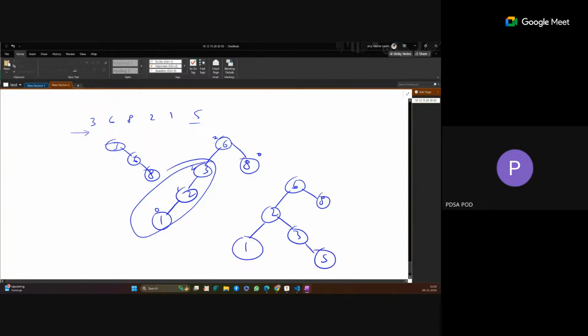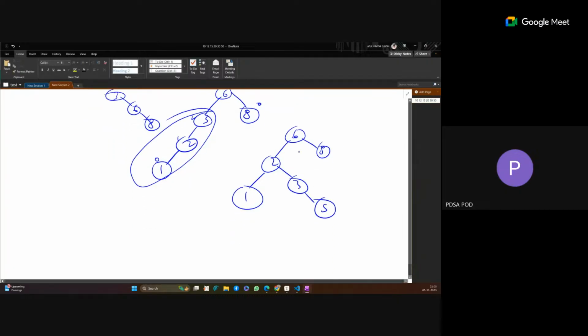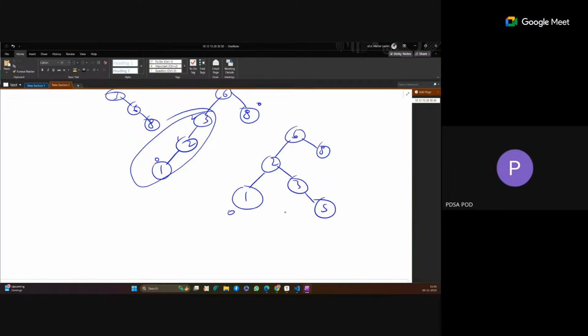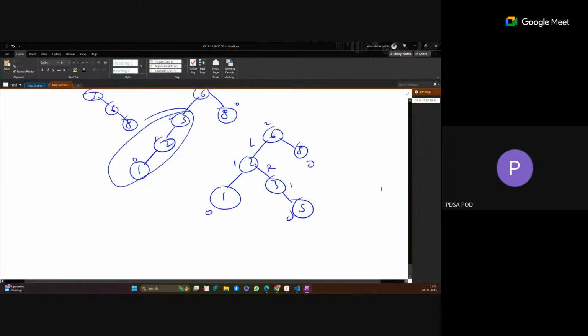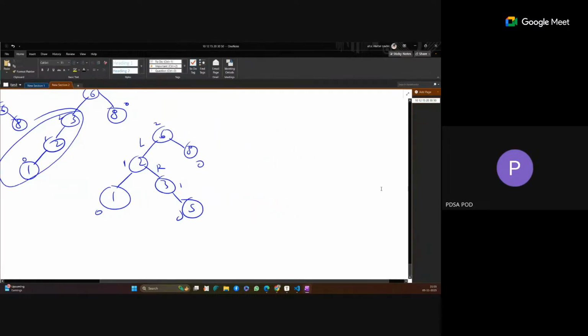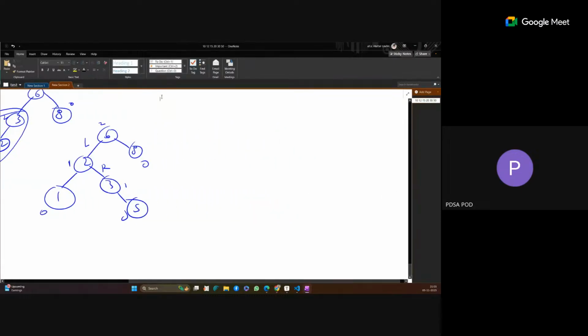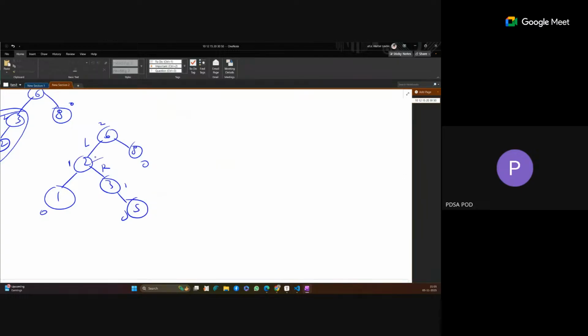So again see, what type of balance factor did we get? 0, 0, 0, 1 and 1, and here 2. So this is the LR situation. Here we got 2 because the left subtree has 3 nodes and the right has 1, and 3 minus 1 is 2. So in this situation we will apply the LR case. 2 rotations will be applied. The first rotation will be applied here.